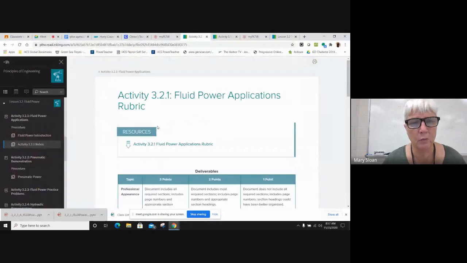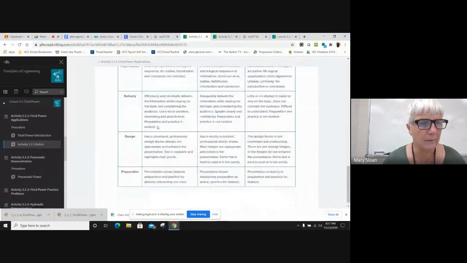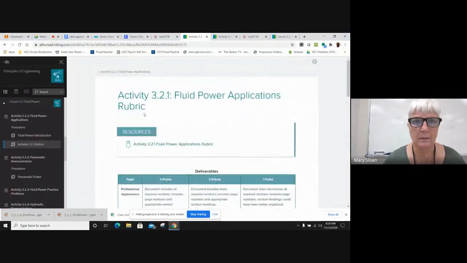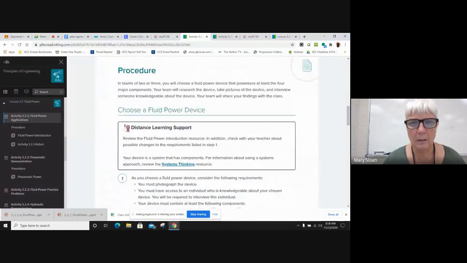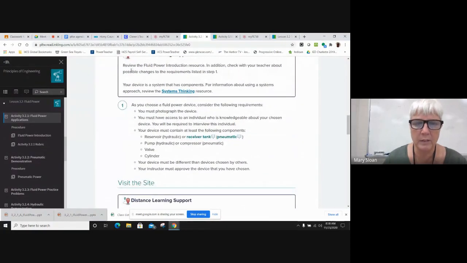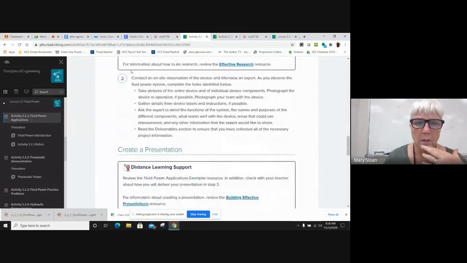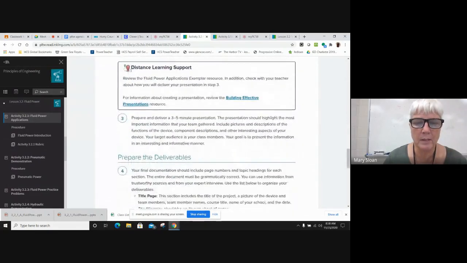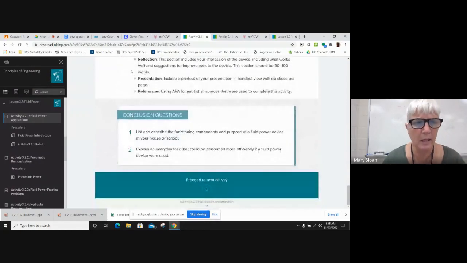And then you have a 3.2.1 rubric. This rubric will tell you different things that you have to have. And then here are our procedures. What you're going to be doing is choosing a fluid power device. You're going to choose one, and cover the power, the reservoir, the cylinders. Then you're going to create a presentation of that. That gives you all the information that you need to have.